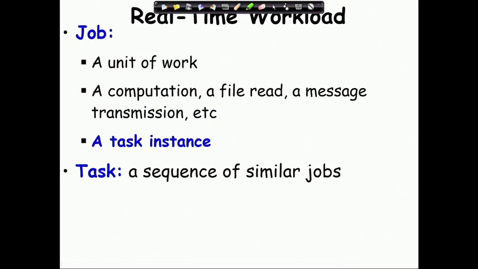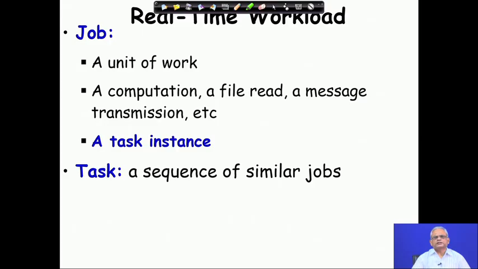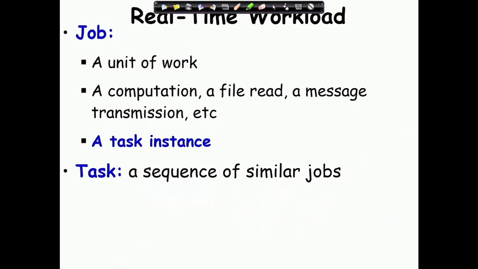Now, let us look at some very basic terminology, because we will be using this terminology as we proceed. A job is a unit of work. For example, perform a computation, like check if a certain condition is reached or satisfied, read a file, store some data, or communicate with another task, etc. These are examples of jobs, and these are task instances, whereas a task is a sequence of similar jobs.